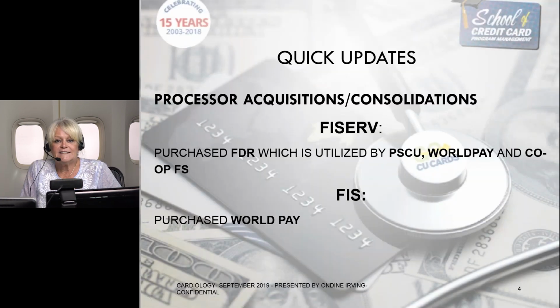So I did want to start this off with a quick update. Some of these things are relatively new. If you have not heard by now, we've had some acquisitions and consolidation. Fiserv has purchased First Data Resources, and First Data Resources is utilized by PSCU, WorldPay, and Co-op Full Service. And then on top of that, we have FIS that acquired WorldPay. So if you have any questions about any of these, type them in.